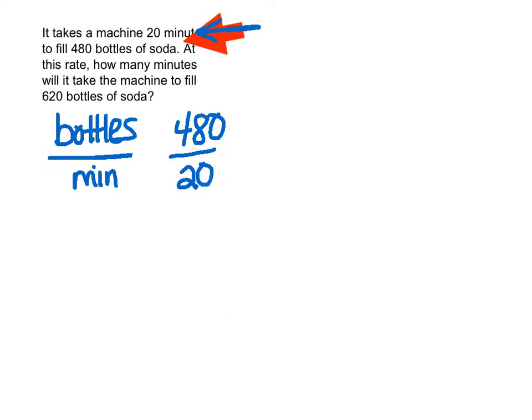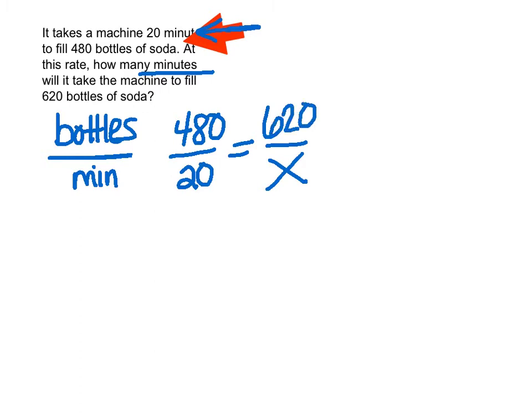We want to set this equal to some other fraction because that's what we're dealing with. So at this rate, how many minutes will it take the machine to fill 620 bottles? Well, we're looking for minutes, so this is where your x goes. We're solving for minutes. But they did give us 620 bottles of soda, so the bottles, again, goes in the numerator.